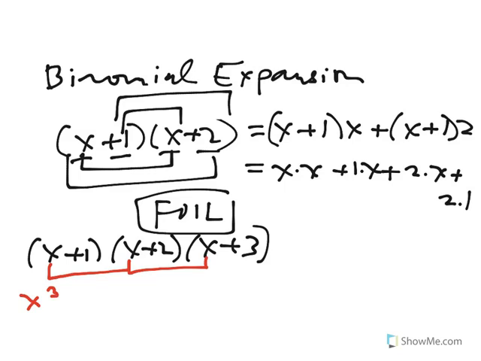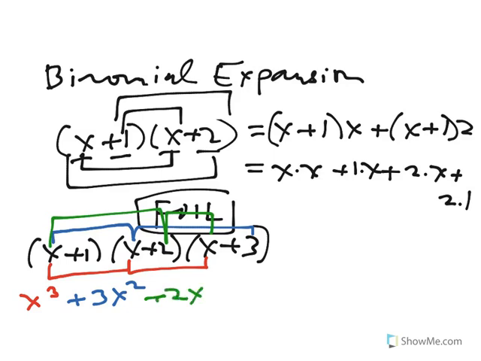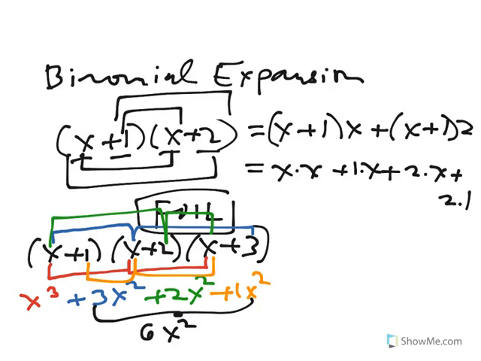And then I can get another expression by using the x in the first, the x in the second, but the 3 in the third. I'll say plus 3x squared. Or I could use the x from the first, the 2 from the second, and the x from the third, which would become 2x squared. Or I could use the 1, the x, and the x. Well, those things all come together to become 6x squared.